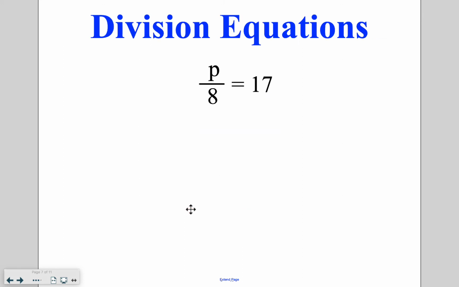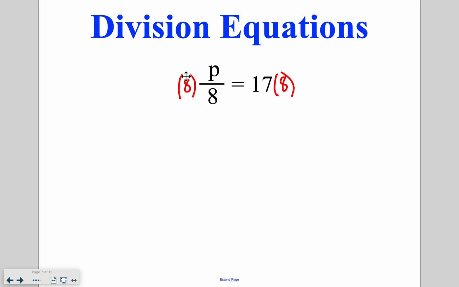When we have a division equation, so p divided by 8 is equal to 17, we are going to get rid of that division with multiplication. Again, there's a couple different ways you can show this multiplication. The first option is to just put it in parentheses next to the value.